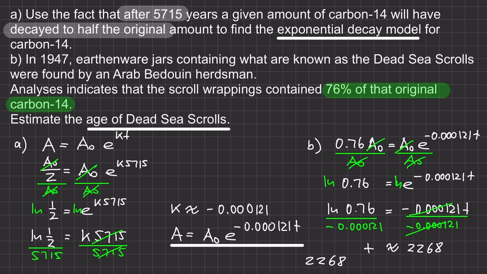So the Dead Sea Scrolls are approximately 2,268 years old, plus the number of years between 1947 and the current year. So in total we get 2,344 years. And we're done with this problem.